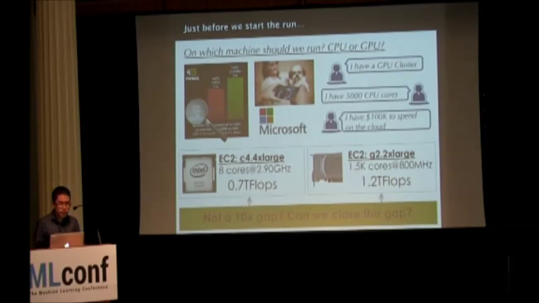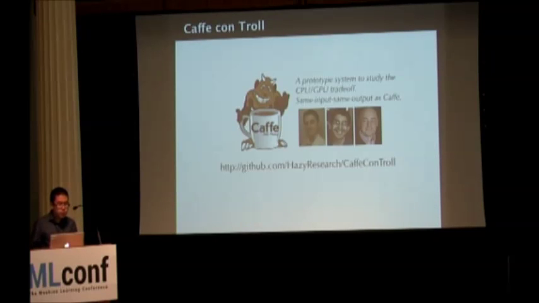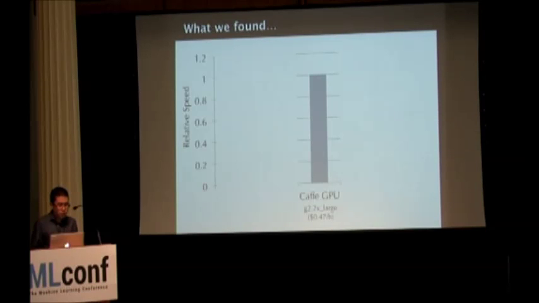To study this question, we built a very simple prototype system called CcT. We designed CcT to be a prototype system that takes the same input as a popular deep learning framework called Caffe and produces the same output. We found that the performance of CPU could be optimized such that we get near 80% of the peak of floating point operations that can be provided by the CPU.